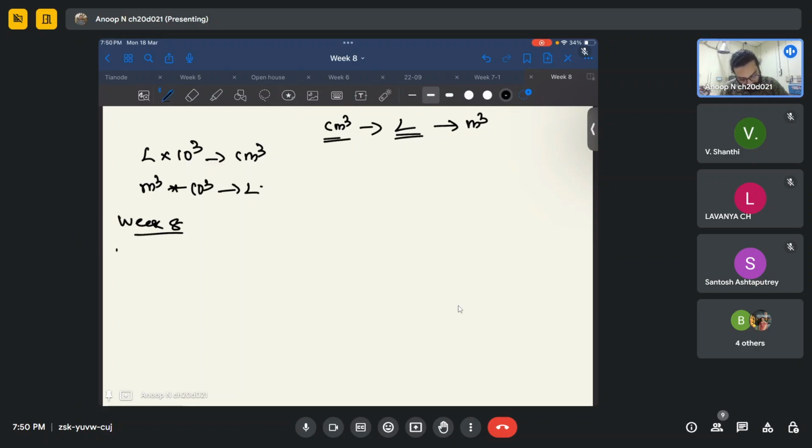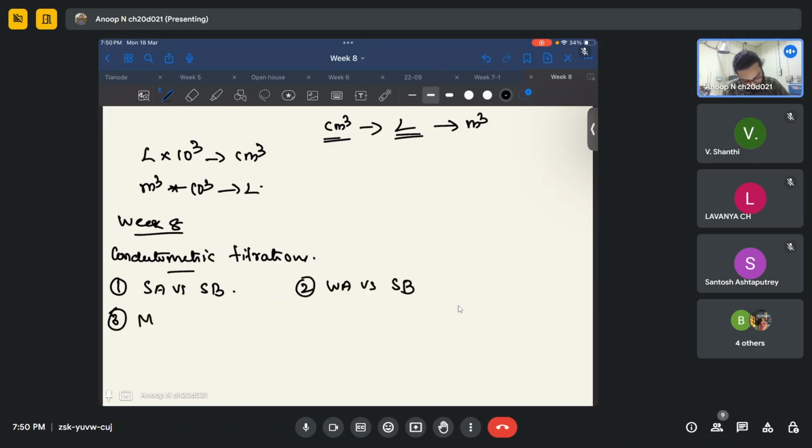So this week we have seen conductometric titrations. First one was strong acid versus strong base. Second one was weak acid versus strong base. Third one was the mixture of HCl, NH4Cl, and KCl. So this is called a triple mixture.